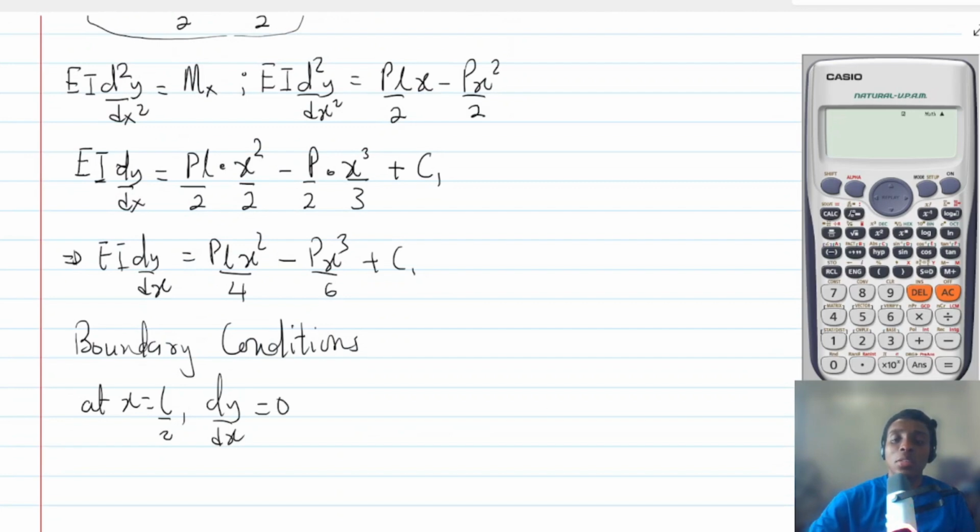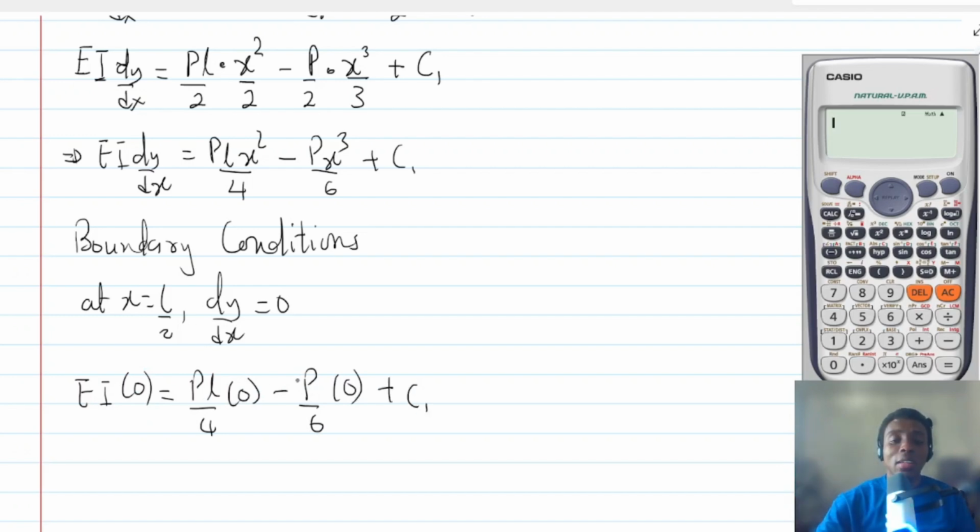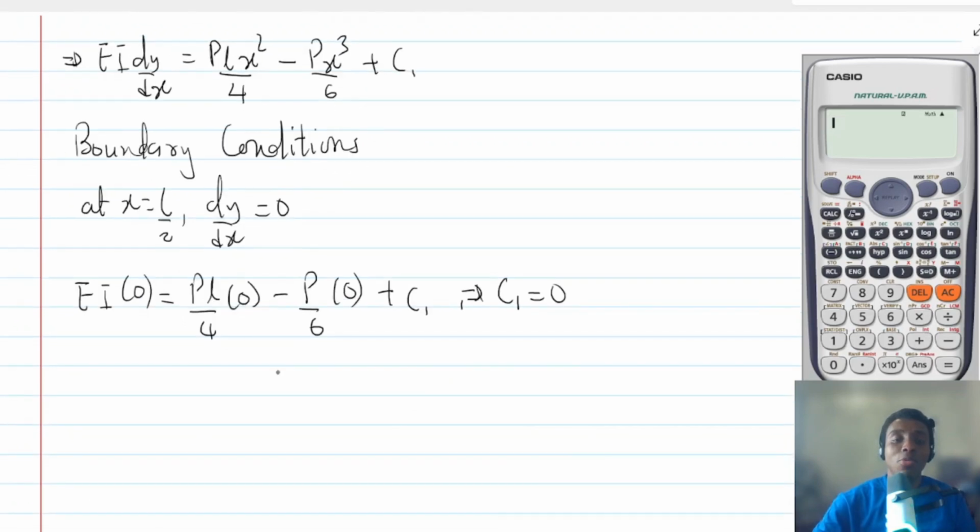All right. So from here, we can go forward and say that EI dy/dx, which is now 0, should be PL over 4 times 0, minus P over 6 times 0, plus C1. So at this juncture, the C1 that we are interested in is 0. Okay, C1 is 0. So right now that we know that C1 is 0, let's move forward and write it again.